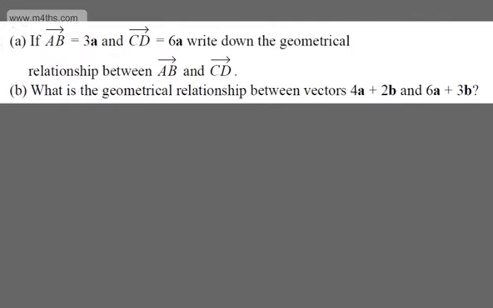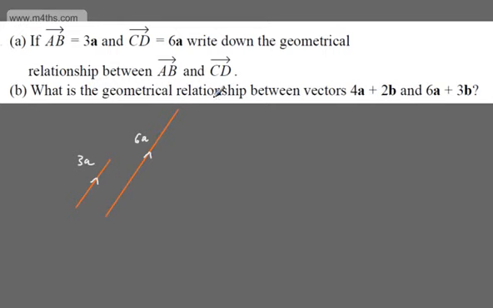Okay, in the next question it says if the vector AB is 3A and the vector CD is 6A, write down the geometrical relationship between AB and CD. They're parallel. So now all I've got is one twice the size of the other. So say I drew up now, let's do this one, this is AB, then the other one is going to be parallel but double the length. Let's put some information on this. We can say that this is going to be 3A, and this one is going to be 6A. Same direction, different size or magnitude.